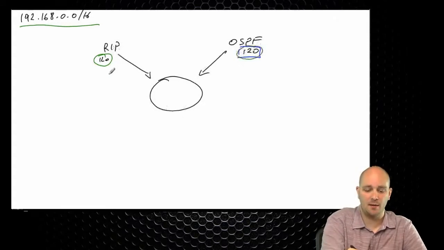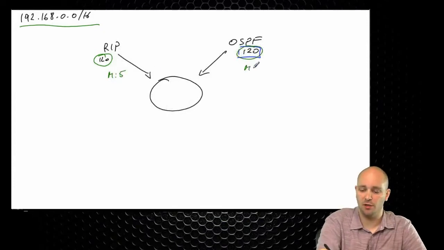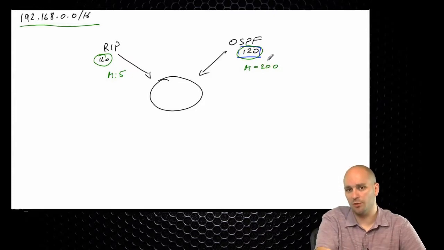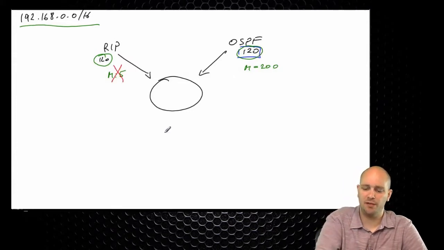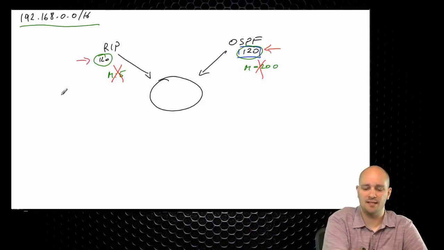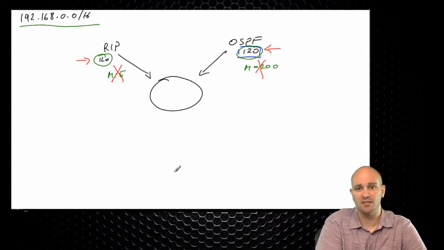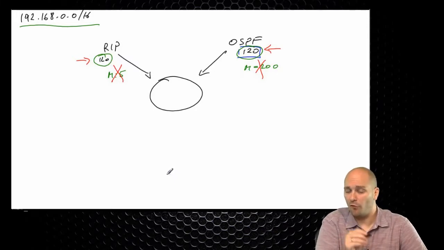And let's say that the metric here was 5 and that the metric here was 200. Which one do you think will be installed in the routing table? Now, if your answer is RIP, please think again, because metrics cannot be compared in this case. The only thing that matters is the admin distance. But admin distance is the same. Does this mean that we are going to load balance between these routes? There can be no load balancing for the traffic coming from two different sources.